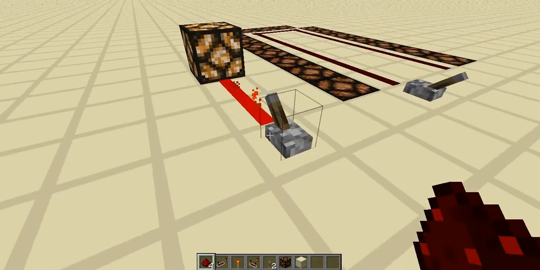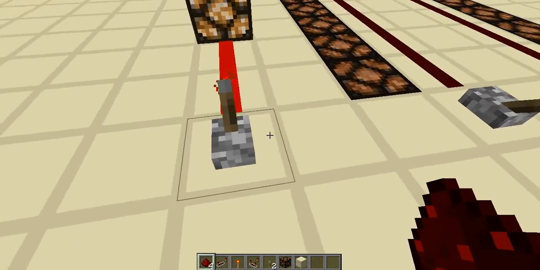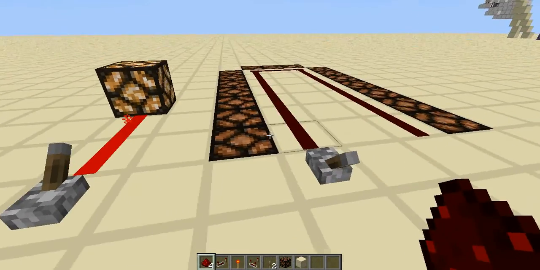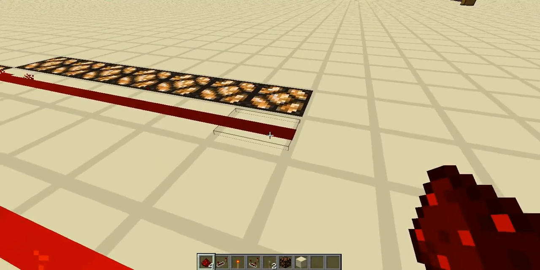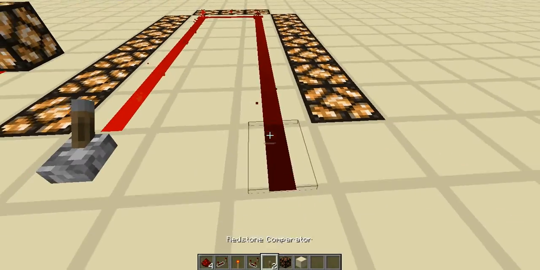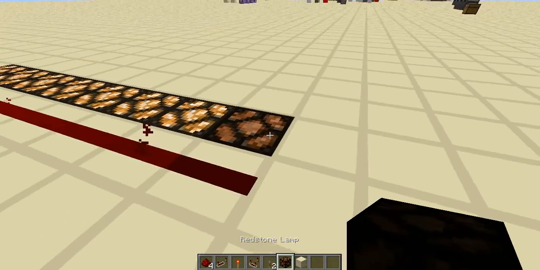Redstone dust can be used to connect an input to an output with no delay, and it will travel up to 15 blocks before it will no longer be powered. As you can see, it will not power this block.